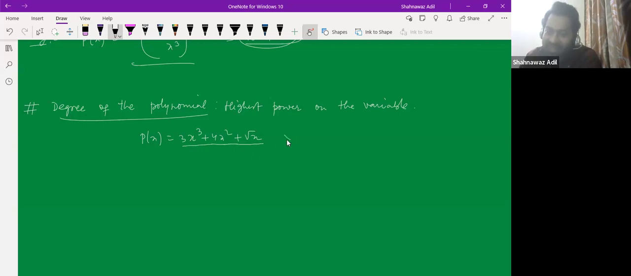So firstly, this is not a polynomial, right? First, we have to find whether it is a polynomial or not. When it is a polynomial, then after that we talk about the degree. So this is not a polynomial, so we can't talk about the degree, right?